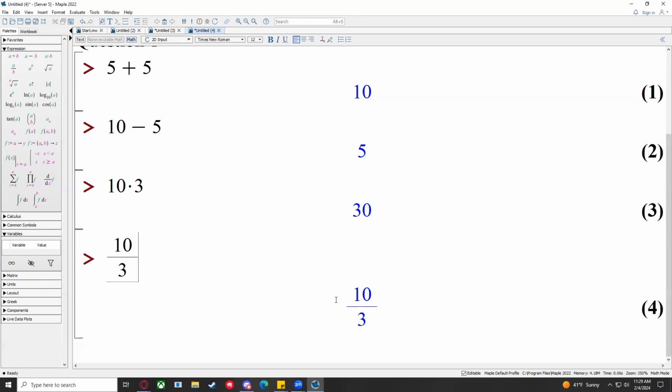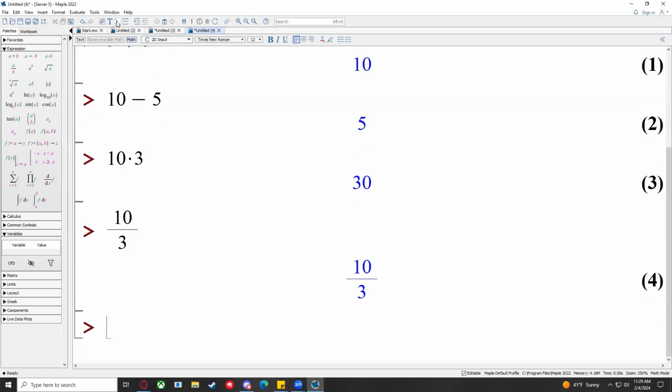Actually, you know what? Next, I'm going to show you all how to make this. Let's say we had 10 over 3 here, but we don't want it to be 10 over 3. We want it to actually give us a decimal answer. Right? We actually want a decimal answer. So we could go ahead and do that.